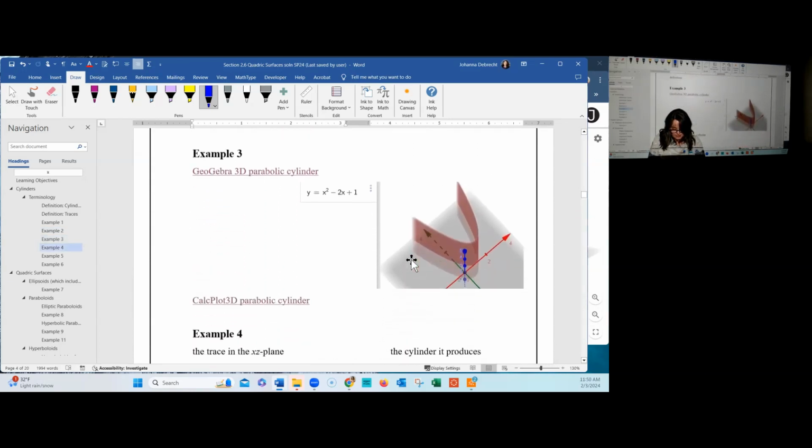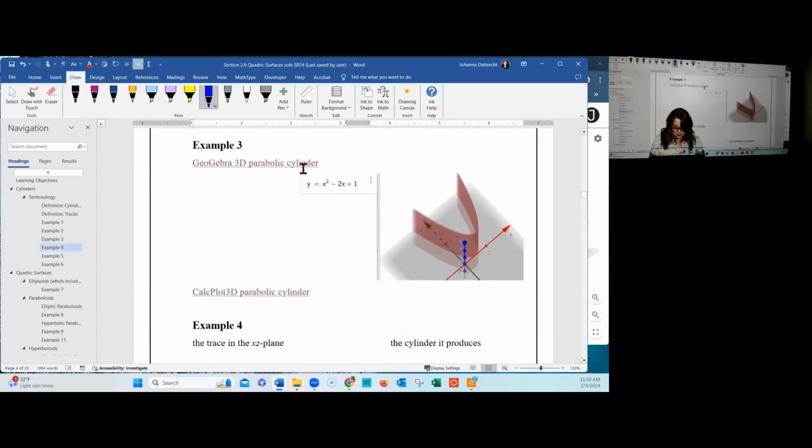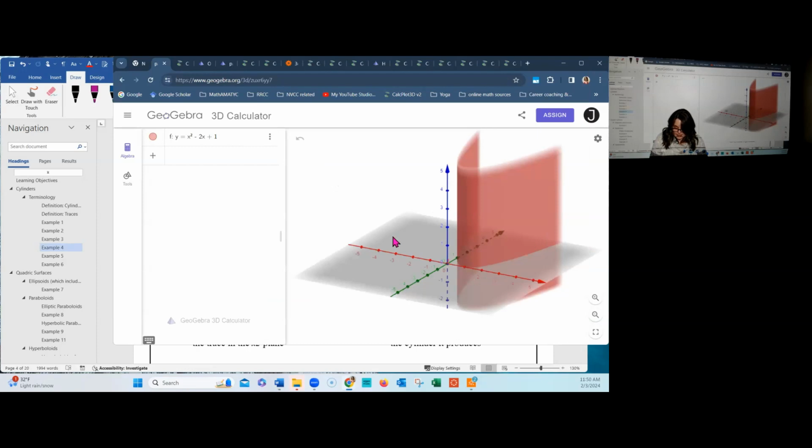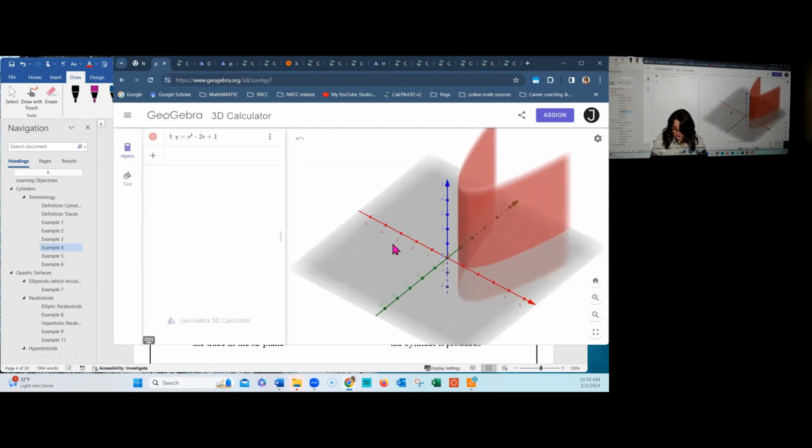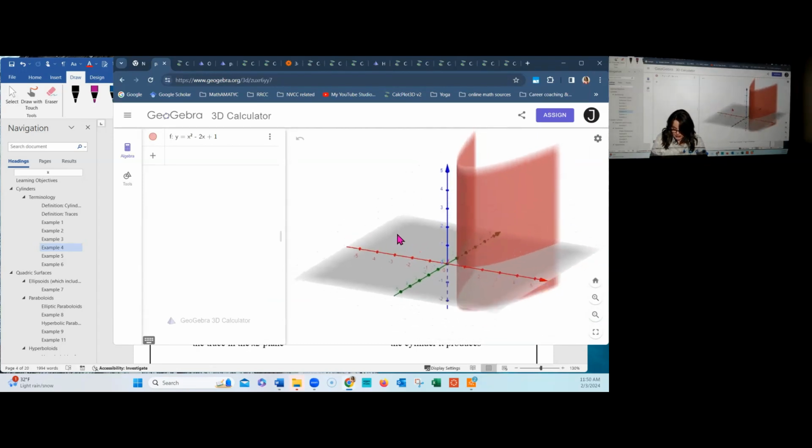Now, this is an example of one that is a parabolic cylinder. So I have it graphed in both GeoGebra 3D and CalcPlot 3D. And when you're looking at this one, you can see these here. And if I'm remembering correctly, blue is Z, red is X, and green is Y. I don't know why GeoGebra doesn't label them. That would be far better rather than just color coding them because, well, obviously red and green is a terrible combination, right? Some people are colorblind.